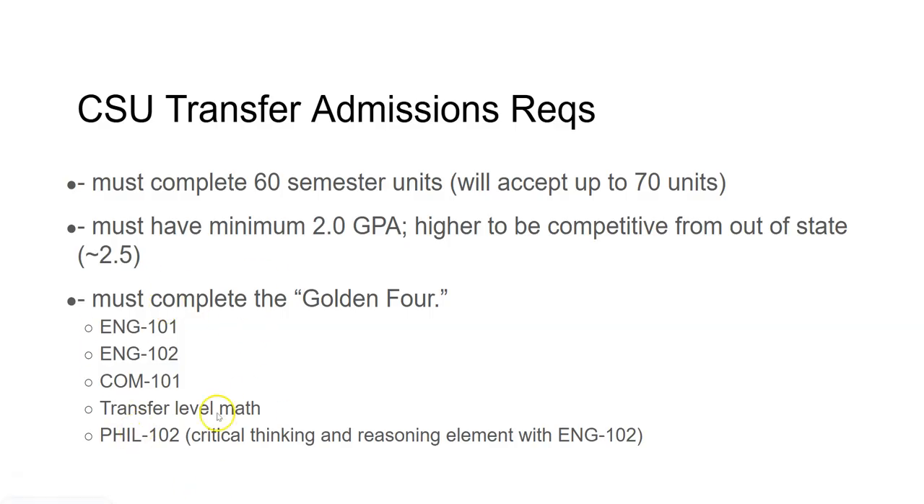Here is a very unique feature. Must complete the Golden 4. In our case, it's going to be the Golden 5 because our English 102 does not meet a lot of the requirements for the critical thinking and composition, which is the second level English in California. I've talked to a lot of the CSU reps, and they've all said, yes, it would be a really good idea to take your critical thinking and reasoning course, Philosophy 102, along with English 102, because we'll probably select Philosophy 102 as meeting the required course.